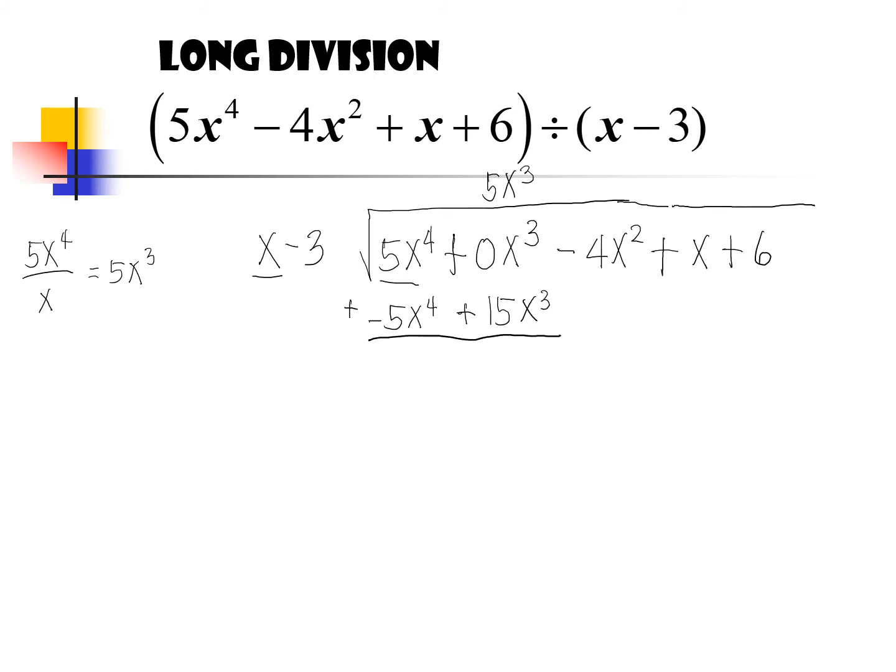So 5x to the power of 4 plus negative 5x to the power of 4, obviously that's 0. We don't have to put 0 here anymore. Now we proceed with 0x cubed plus 15x cubed. Of course, that's positive 15x to the power of 3. Then we bring down the next term, which is negative 4x squared.